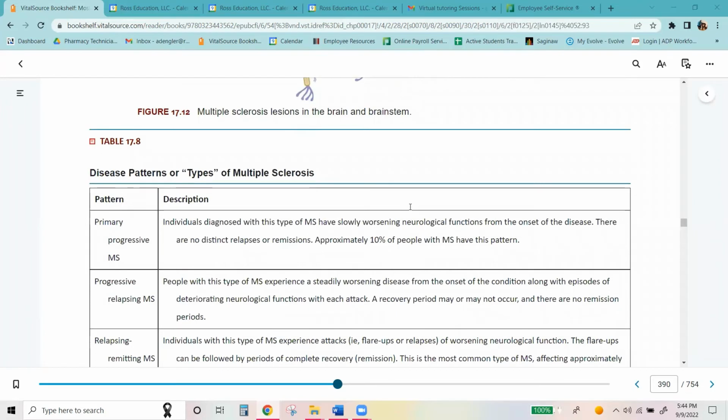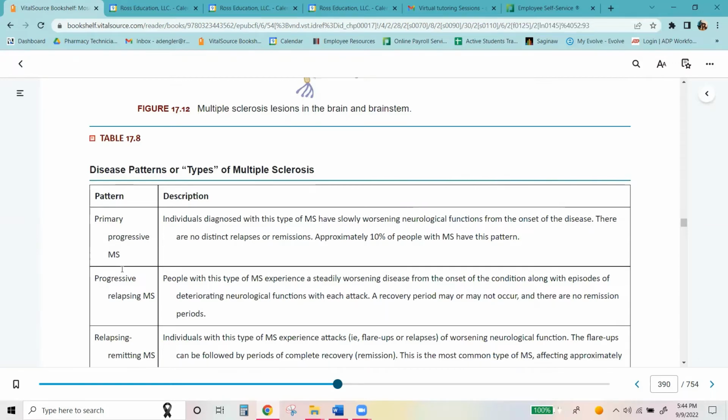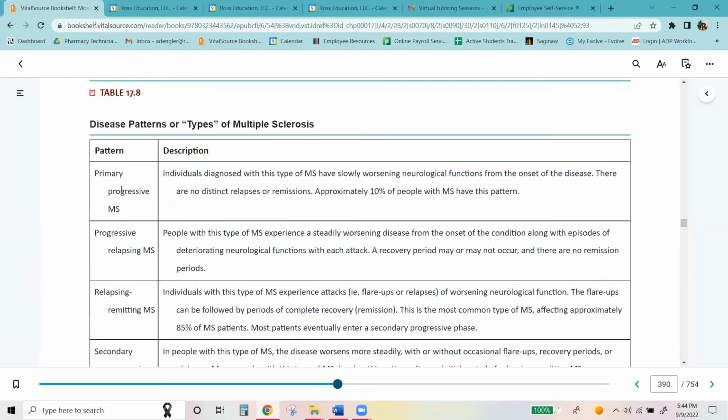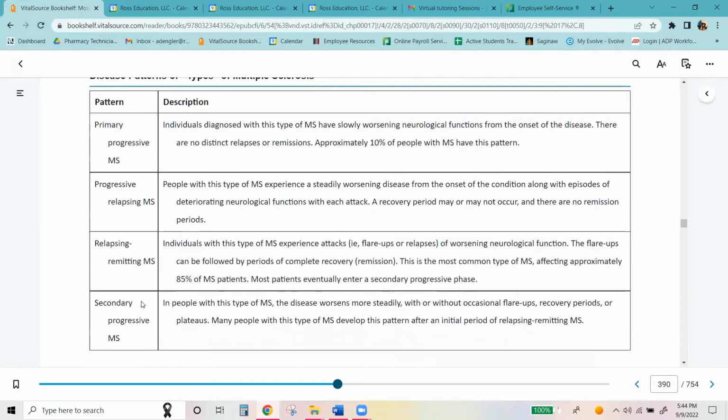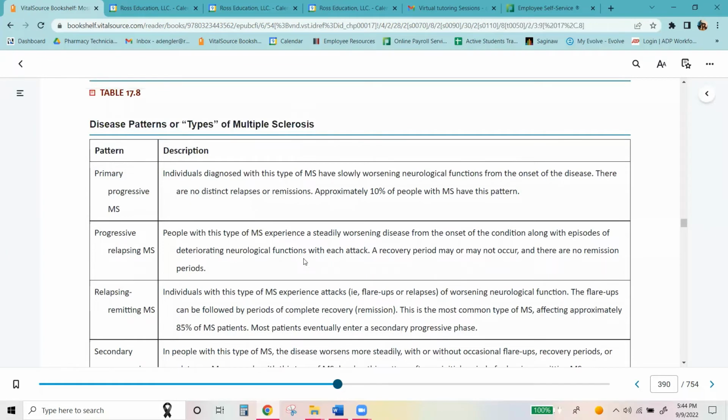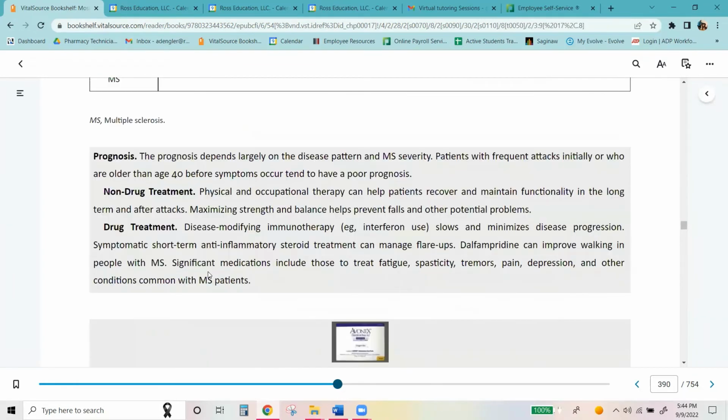Table 17.8 lists disease patterns or types of MS. So we have the patterns primary progressive MS, progressive relapsing MS, relapsing remitting MS, and secondary progressive MS. And you can read the descriptions of all of those different types of MS.